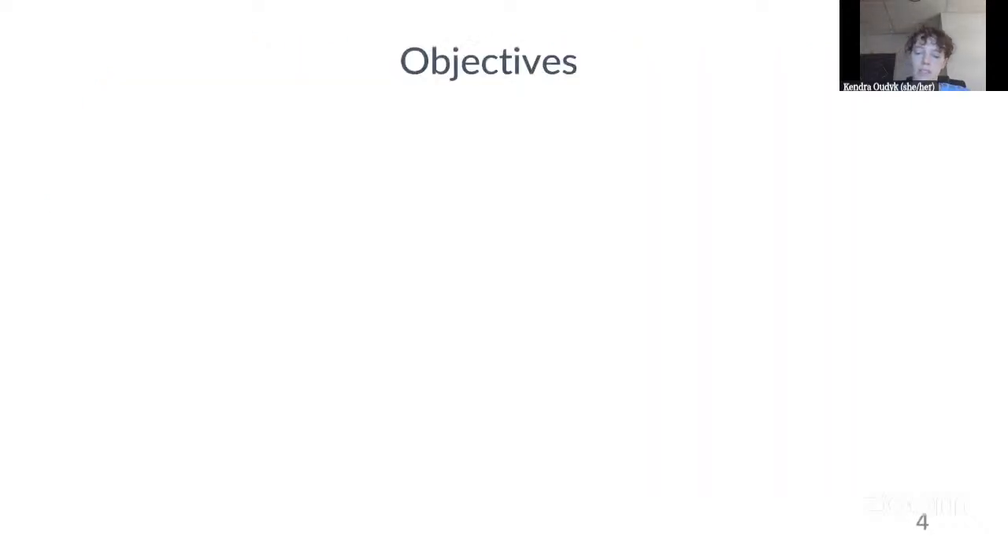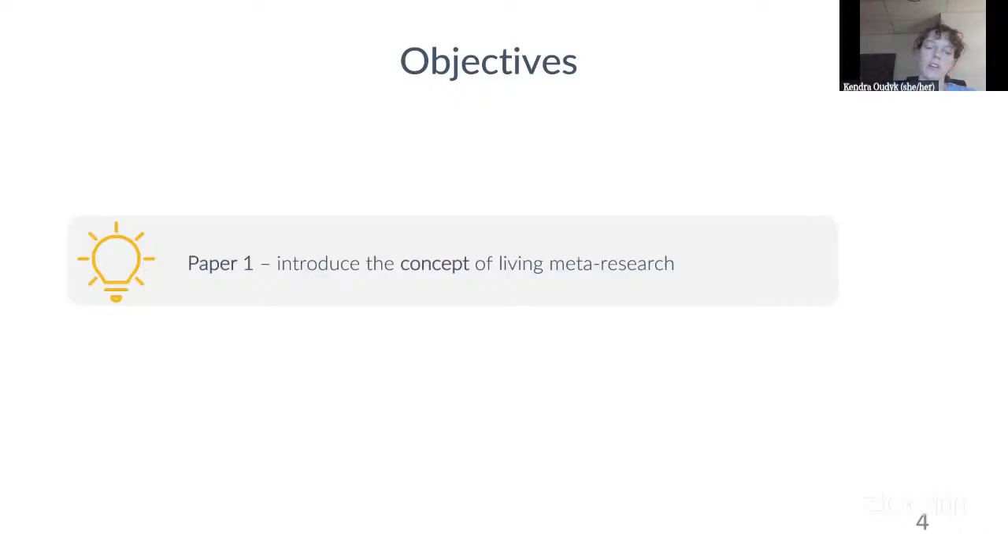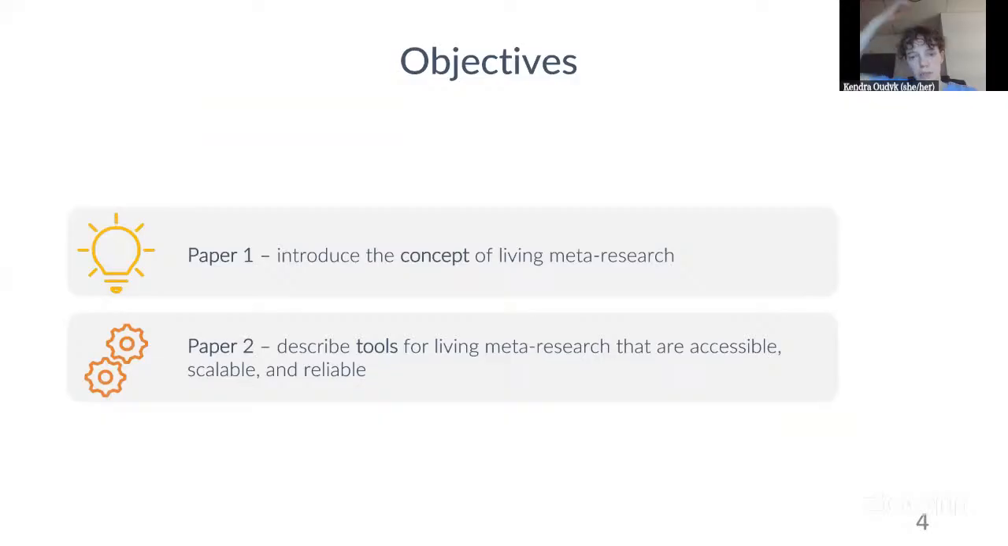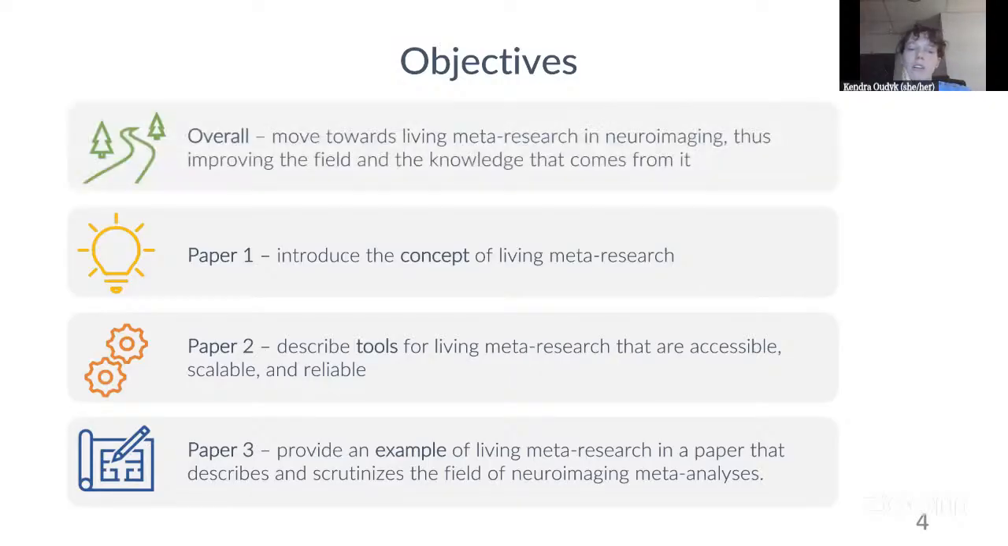So the objectives of this project, which is the culmination of my PhD essentially, is first to introduce the concept of living meta-research, then to describe tools for living meta-research that are accessible, scalable, and reliable, and finally to provide an example of living meta-research in the paper that describes and scrutinizes the field of neuroimaging meta-analyses. And overall, our objective is to move towards living meta-research in neuroimaging, thus improving the field and the knowledge that comes from it.